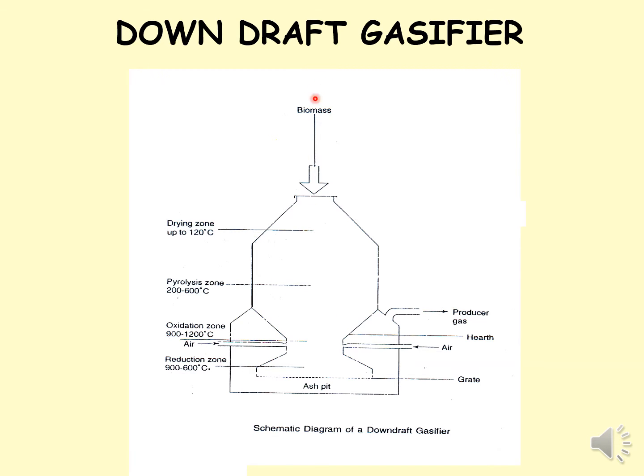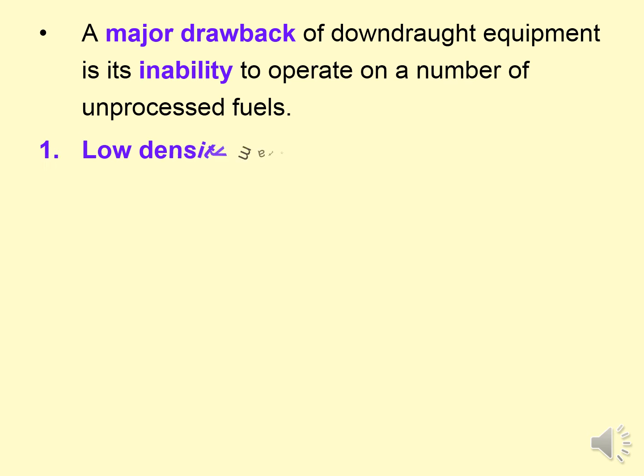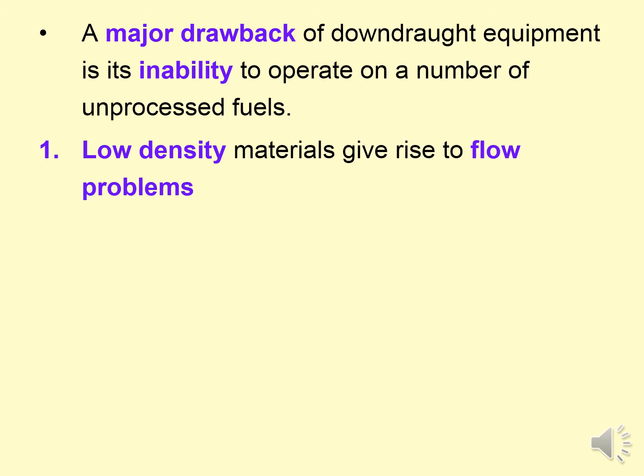So here firing will be happening. As and when the biomass is fed from the top, initially it is dried. Second is the pyrolysis zone, dried at 120 degrees. Pyrolysis zone means breaking down of the fed biomass, that is pyrolysis, 200 to 600 degrees. Then oxidation, meaning actually burning of that fuel. Then reduction at 900 to 600 degrees. So the gas produced comes out.